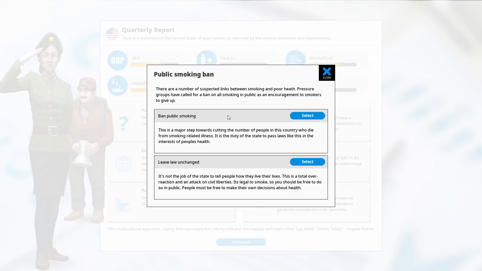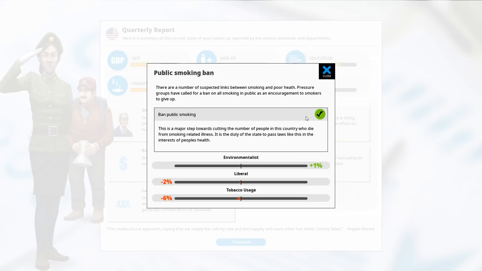Public smoking. Okay, I'm perfectly fine with the UK laws as they are in terms of restaurants and pubs. Sure, we do have a health crisis going on. We know that's a thing, so we're going to do some banning of public smoking. Yeah, that's going to get tobacco usage down significantly. Good. That's got to be for the long-term good.